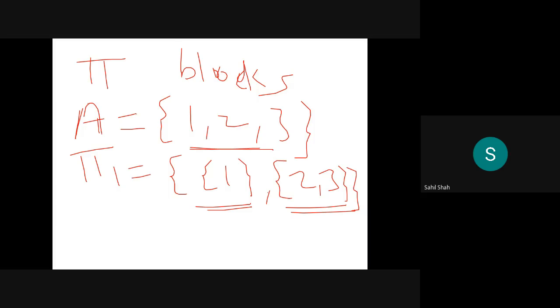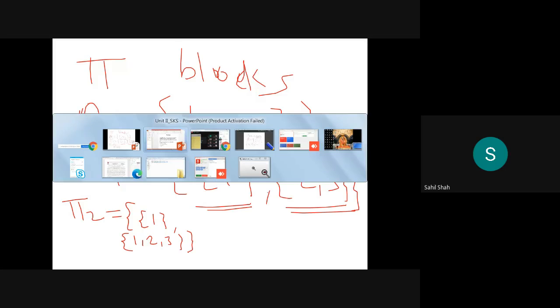Let me take another example. Let me say I am defining pi2. This pi2 is {1}, {2}, {3}. Can you tell me whether this pi2 is a valid partition? Any replies in the chat box whether pi2 is a valid partition?